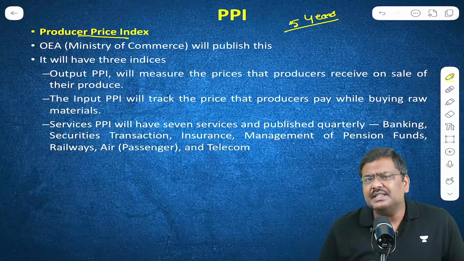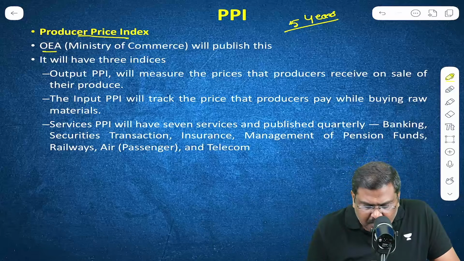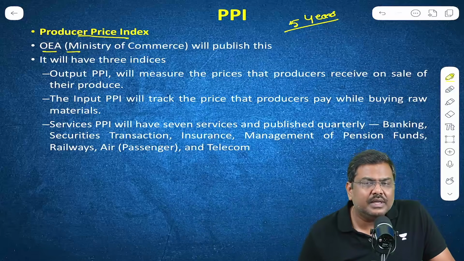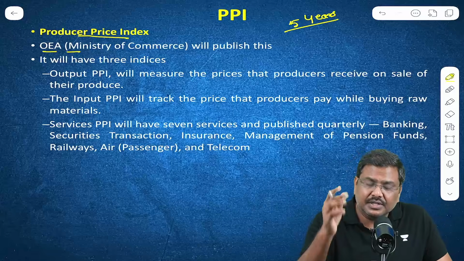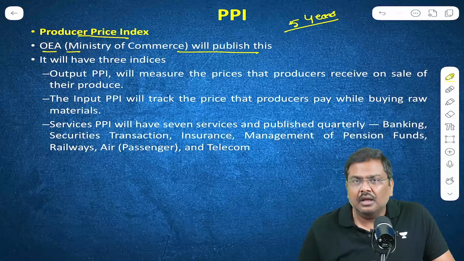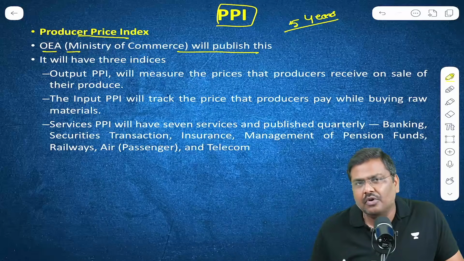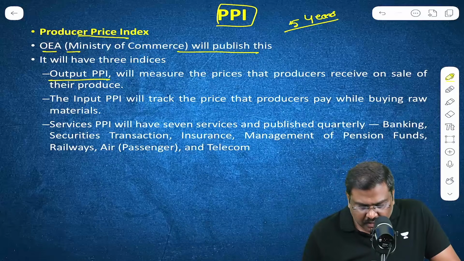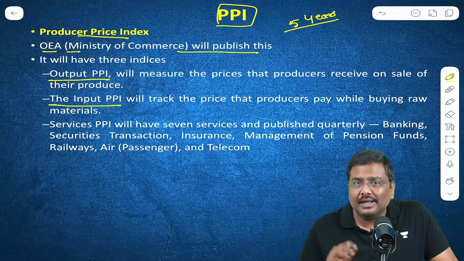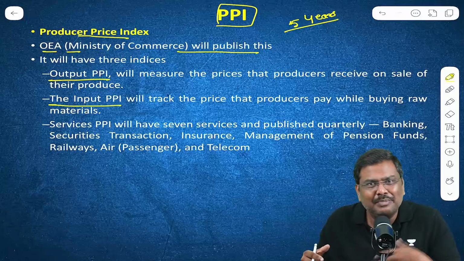So PPI basically stands for Producer Price Index. This is published by the Office of Economic Adviser, who functions under DPIIT, which in turn functions under the Ministry of Commerce. Right now, there will be three indices published for PPI. One is called Output PPI. The second is called Input PPI, and the third one is completely an upgrade compared to WPI.